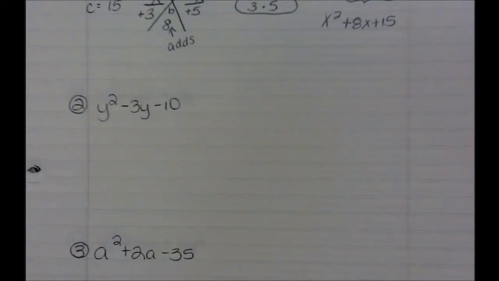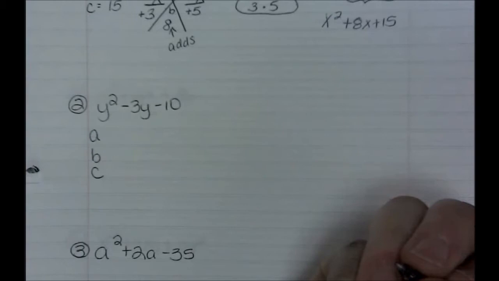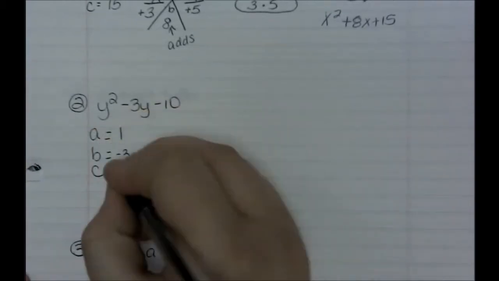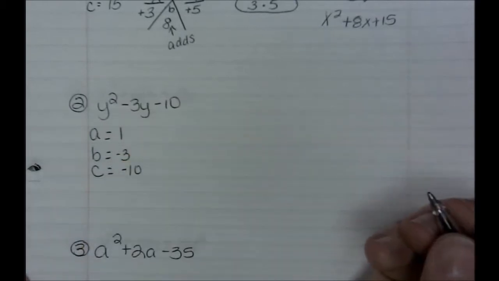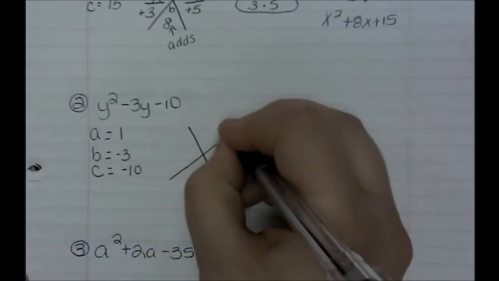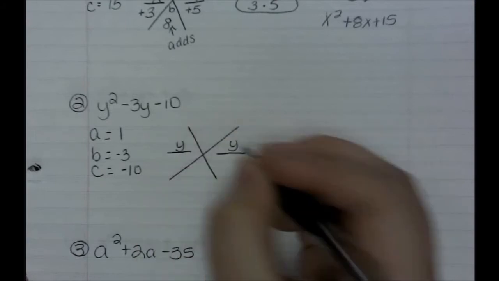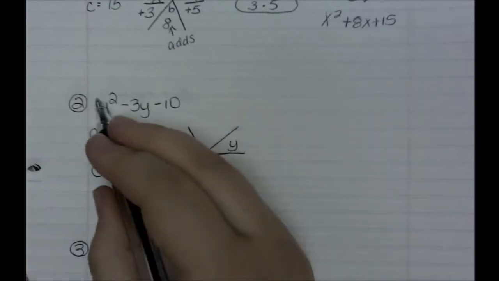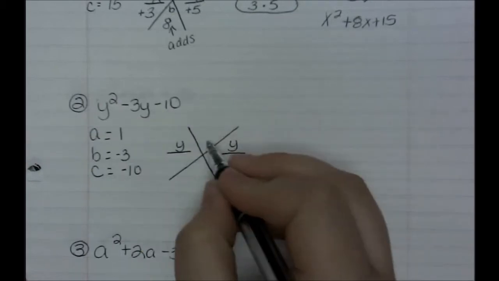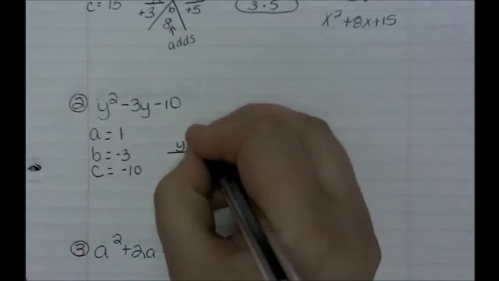All right, so number 2. I'm going to identify my A, my B, and my C first. A is 1, B is -3, C is -10. So I draw my flying X, and my variable and the leading coefficient go up top. Remember, since it's just an understood 1, you don't have to really write it because it's understood. A times C goes up top, so A times C is 1 times -10, so that's -10.